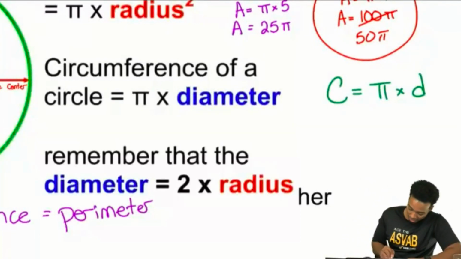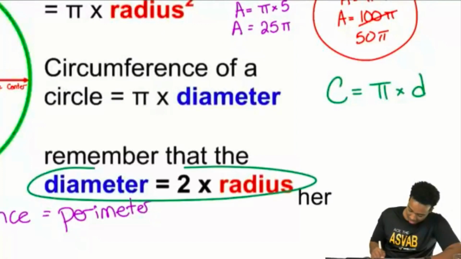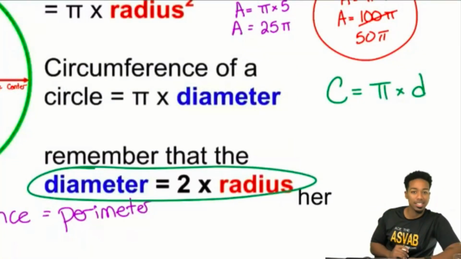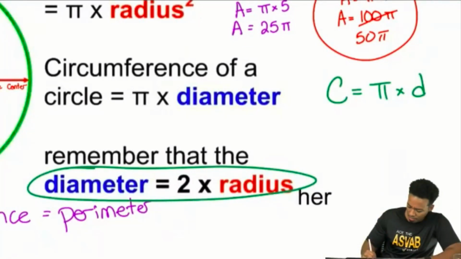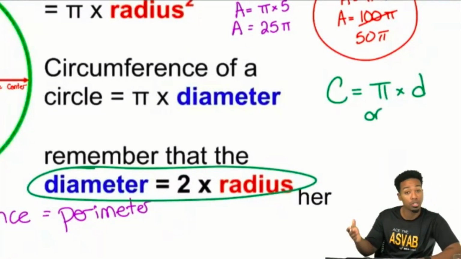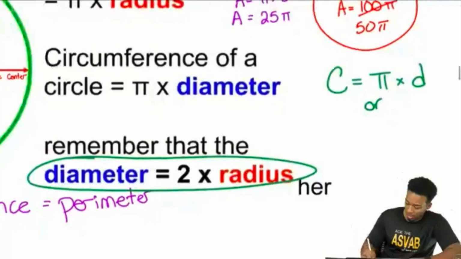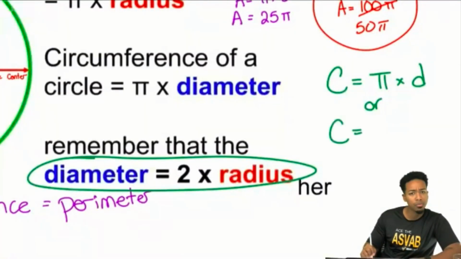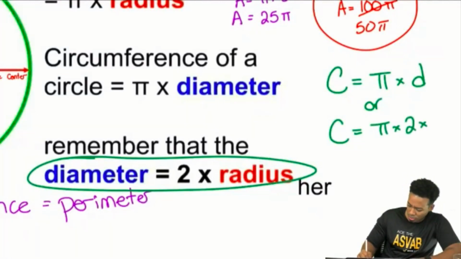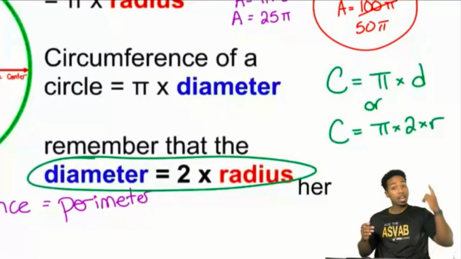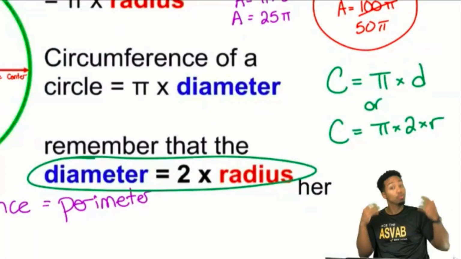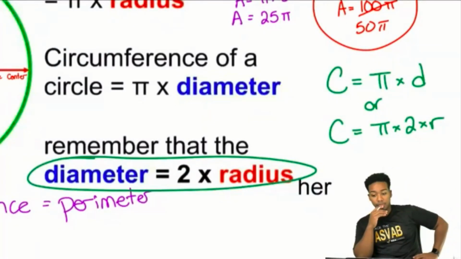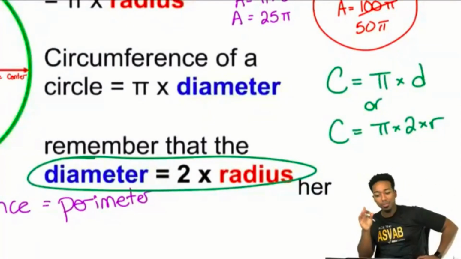So remember right here, the diameter is double the radius. So everybody, is it fair if we went ahead and wrote another version of the circumference formula and we said, yo, the circumference can also be pi times double the radius? Is that fair? Is that legal? Is that truthful? It is. Yeah, it absolutely is truthful.